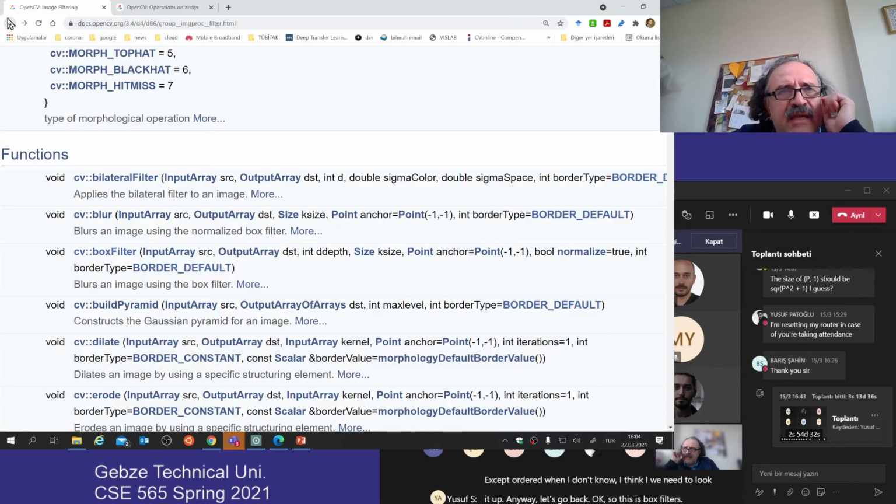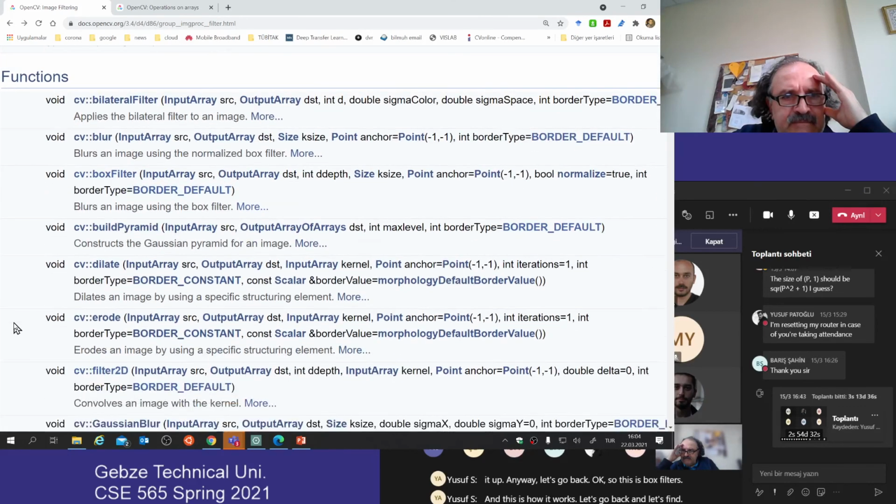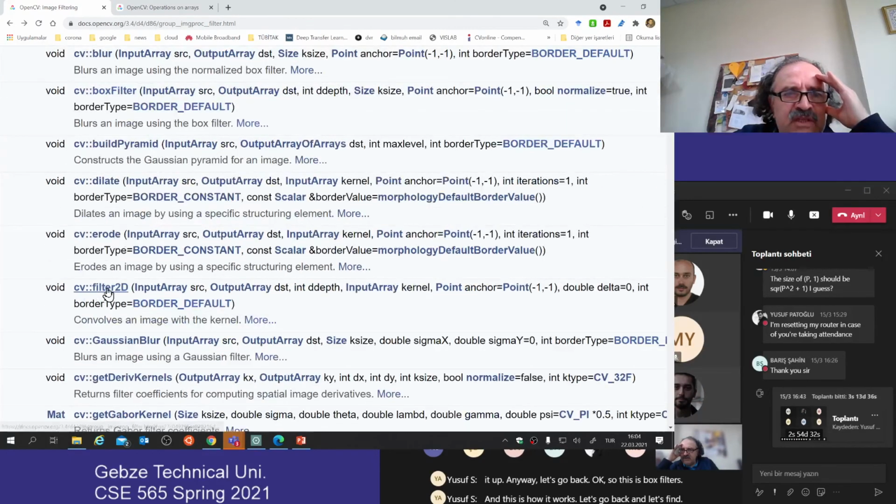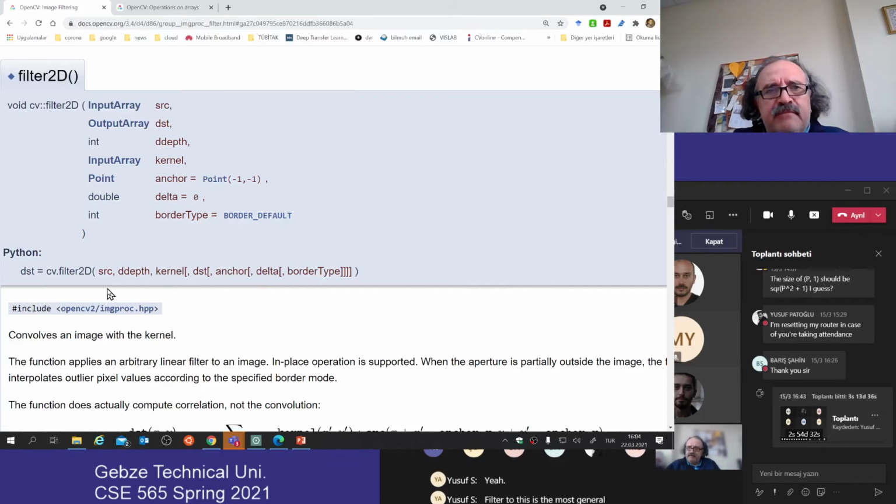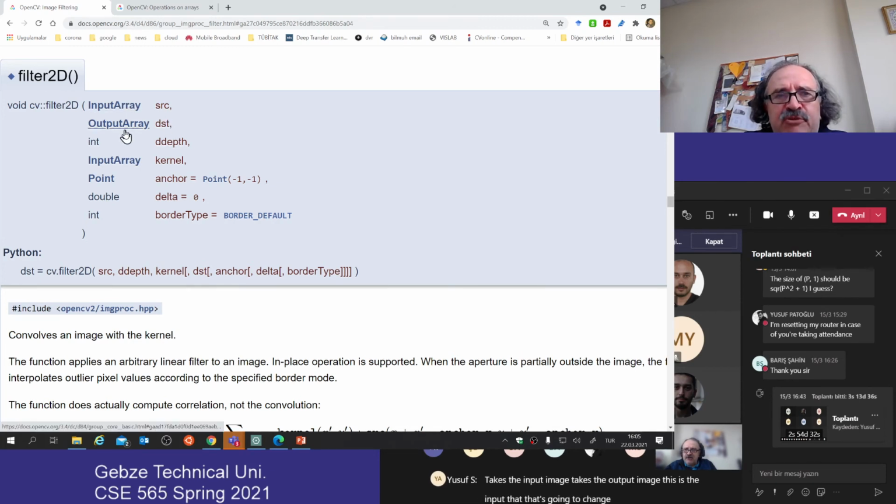Let's go back and let's find filter 2D. This is the most general one. Okay, it takes the input image, takes the output image. This is the input that's going to change. This is the output, depth of the image again. This is the kernel. Okay, this is the kernel. This is the anchor point.